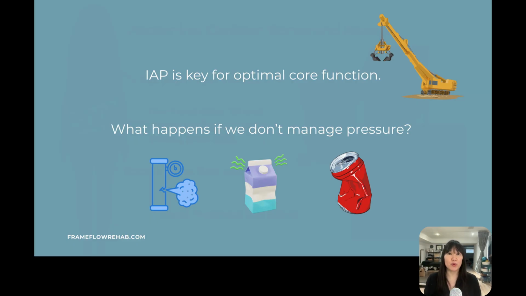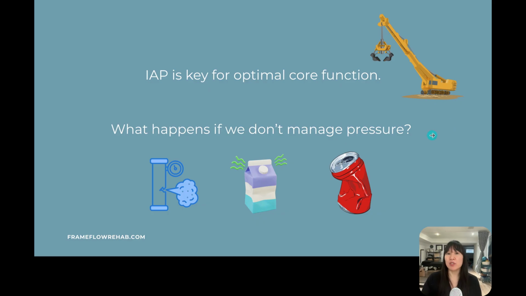As I mentioned before, intra-abdominal pressure is key for optimal core function. If we don't have a strong base, it's like trying to operate a crane in loose sand, right? You can imagine even running on sand is very challenging because there's nowhere to generate power from when your feet are sliding all over the place. So imagine the pelvis or that core being the central foundation of the body, and our arms and legs are like those cranes. It's really challenging to move and create power when things are a little bit loose.